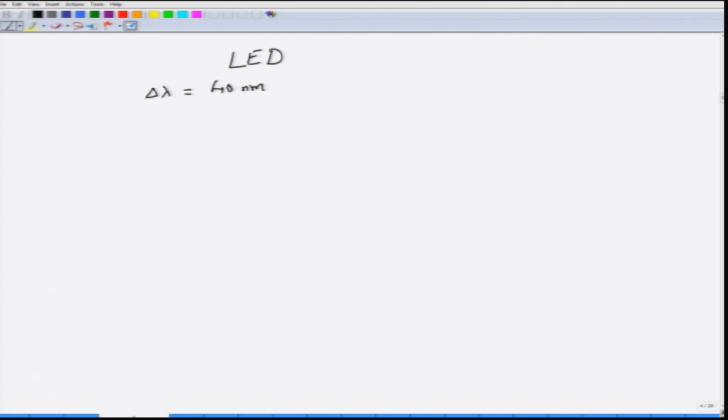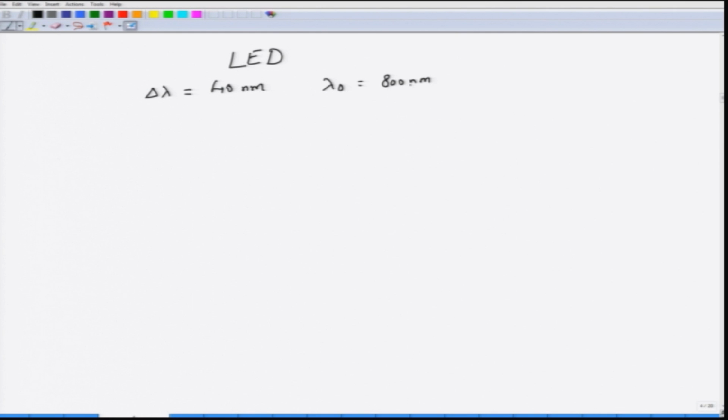You can actually find delta lambda of up to 100 nanometers in practice, but this is a very good quality grade LED which has a delta lambda of about 40 nanometers. Its spectral operation is around say 800 nanometer, which was what the original or the first transmission window of optical communication was. This was way back in 1970s, okay. So today of course we are in 2016 and we do not really use 800 nanometer for long distance communication.